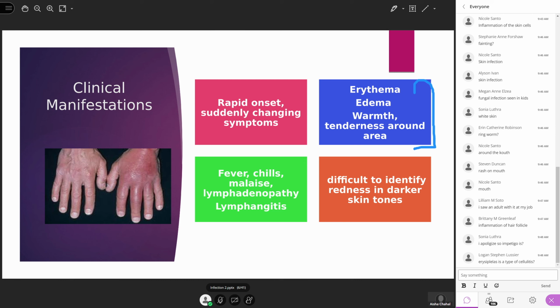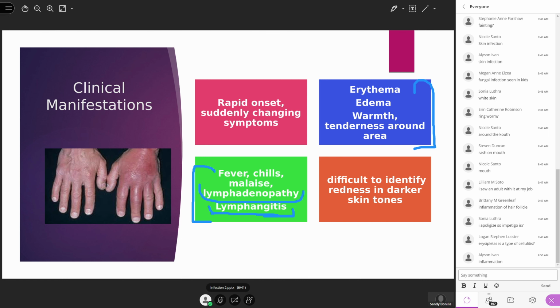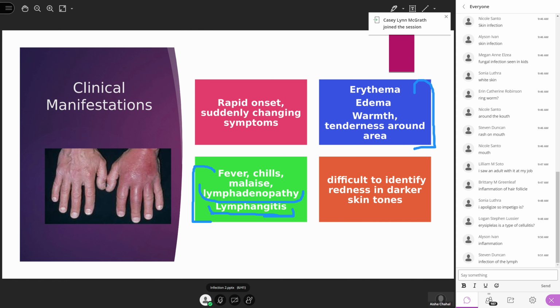And these things again are pretty much moving towards sepsis: fever, chills, or a systemic infection, malaise, lymphadenopathy, right? The swelling of the lymph nodes. And lymphangitis. What is lymphangitis? Anyone know what lymphangitis is? I'm guessing it's inflammation of the lymph. Yeah, inflammation of the lymph vessels, right? Perfect. Itis, again, and lymph, something to do with the lymph.